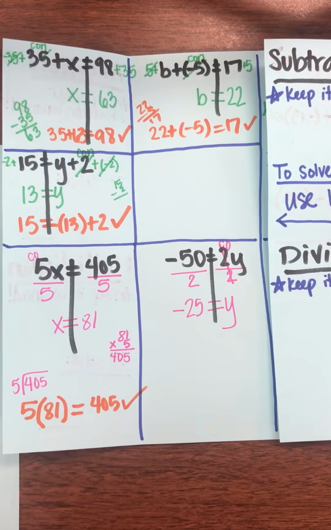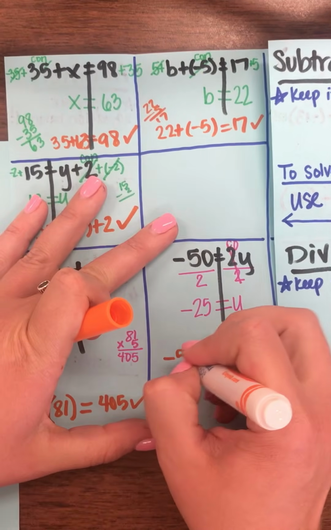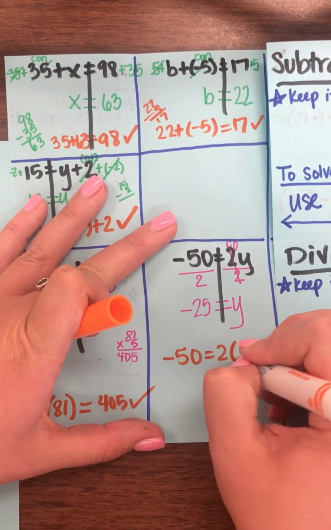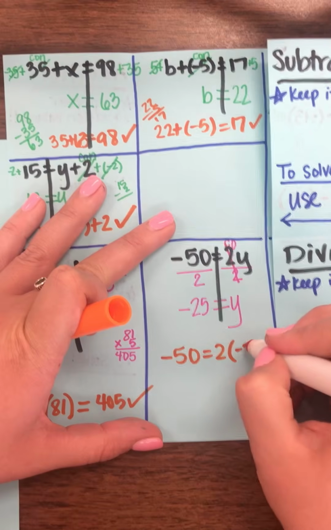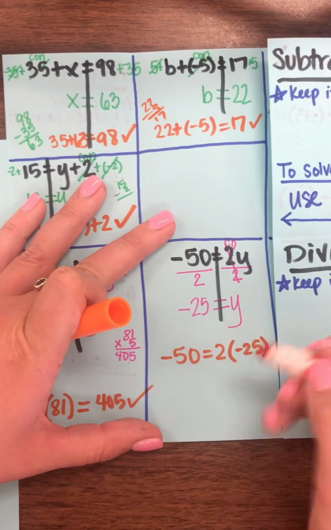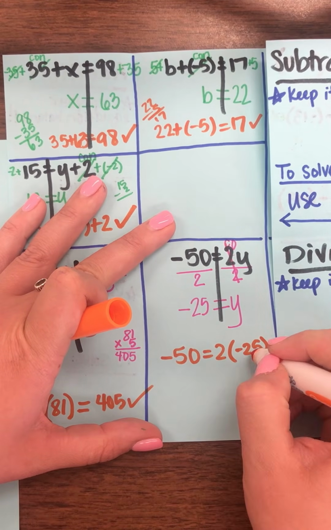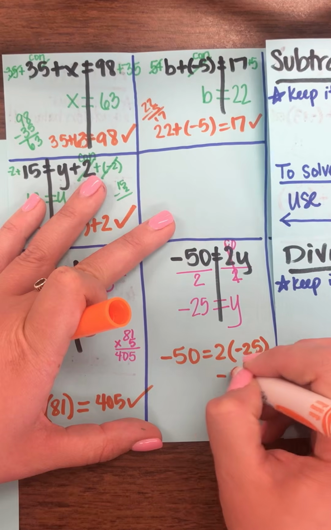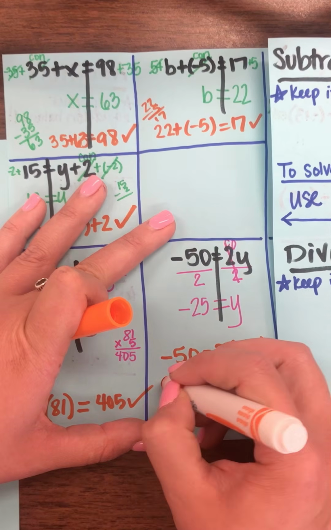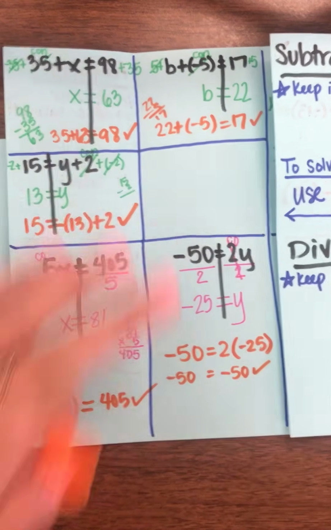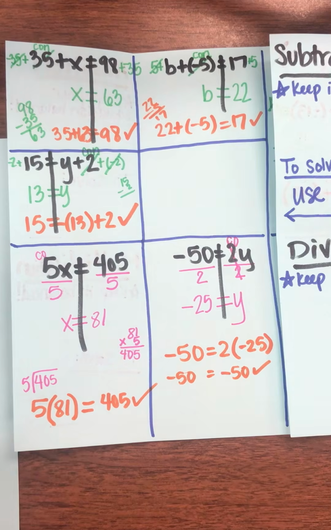Let's do our check step for that one. Negative 50 equals 2 times negative 25. That one we can see pretty easily. 2 times 25 is 50, and a positive times a negative is a negative. So negative 50 equals negative 50, and we got it right. Okay?